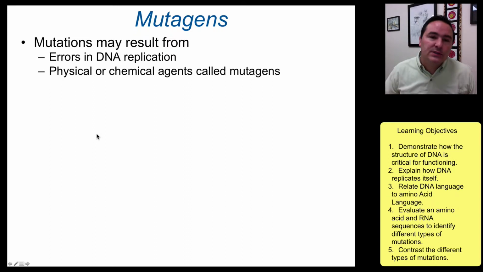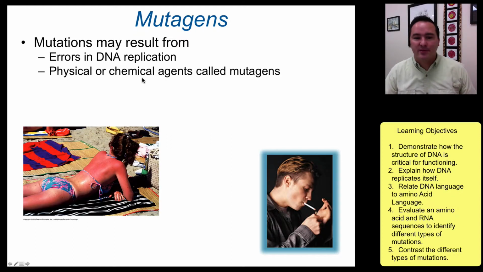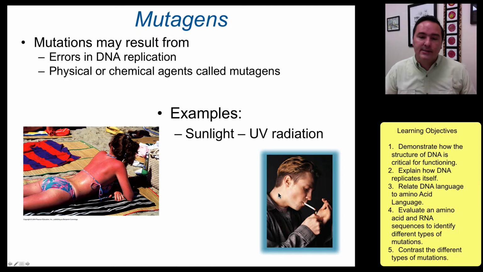Now, mutations are a process that occurs naturally, okay? But the rate of mutation can be increased through mutagens. These are physical or chemical agents. So you're familiar with some of these, right? Like UV radiation, smoking, X-rays.